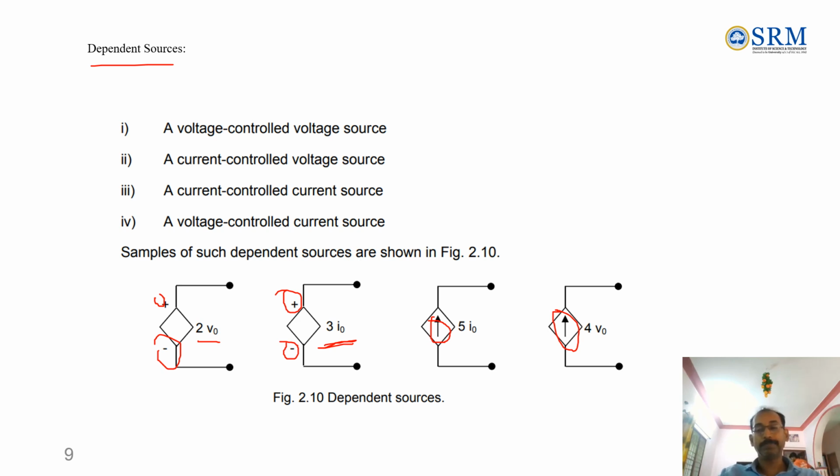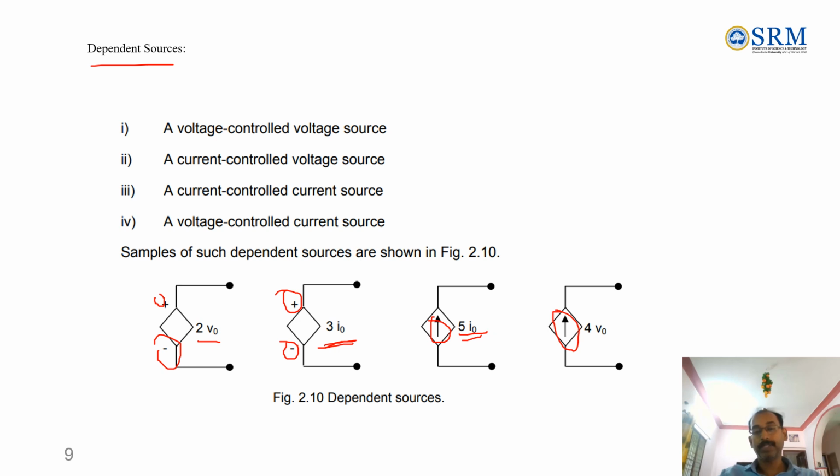Fine. This symbol represents a dependent source. This arrow mark, either upwards or downwards, represents a current source. What is the meaning of phi I naught? This source depends on some other branch current I naught. So you can call it a current dependent current source.